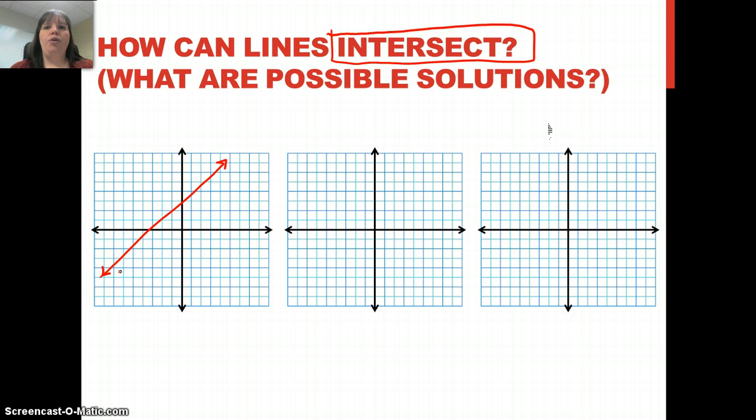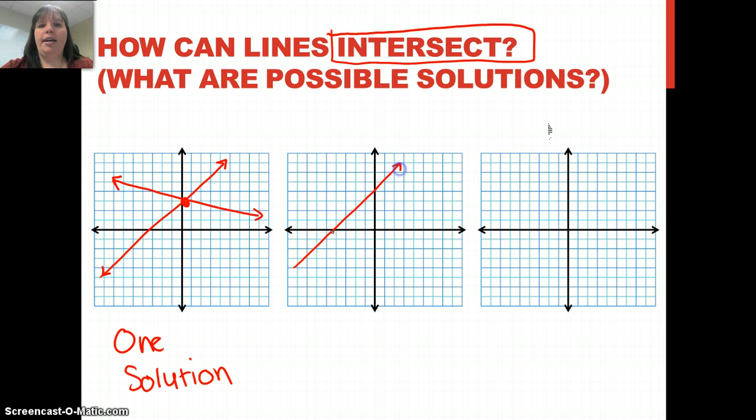So if I have two straight lines, I want to think, how could these two lines actually intersect? So our most traditional setup, and the one you'll see the most often, is two lines just crossing. How many times could two lines intersect? Well, they could intersect once. So we could have one solution. But what are other possibilities? Are there any other ways that lines can intersect? Well, we've seen both of these.